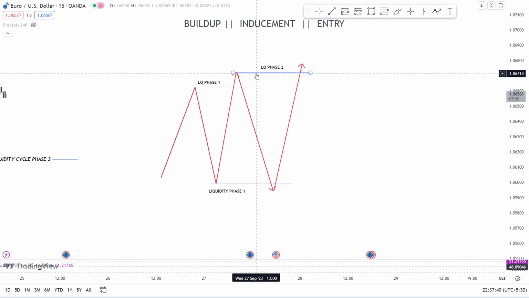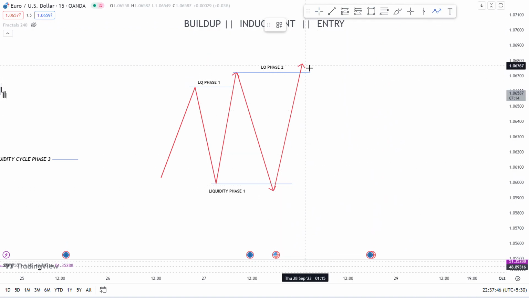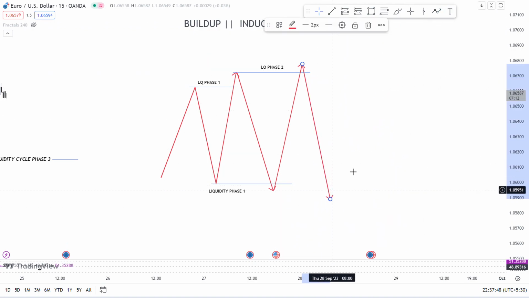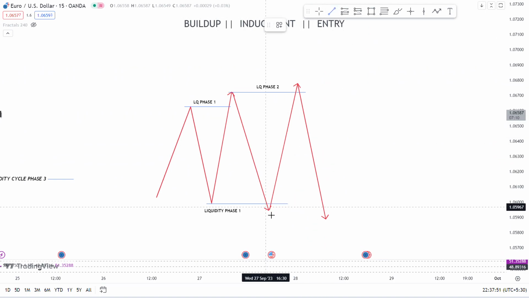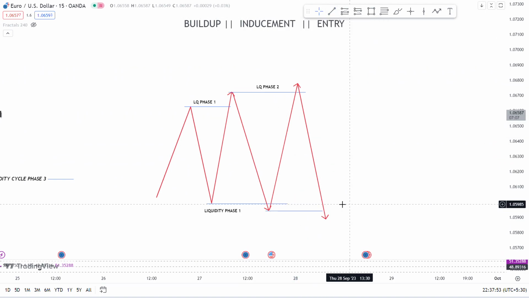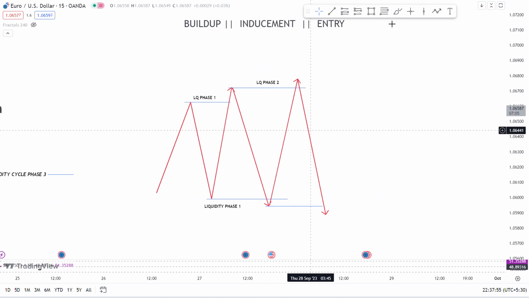After the liquidity phase 2 has been taken out, we should target another liquidity phase. Okay, then where is the other liquidity phase? The other liquidity phase is here. So this is our target. Again, here the liquidity phase 2 has been taken out.